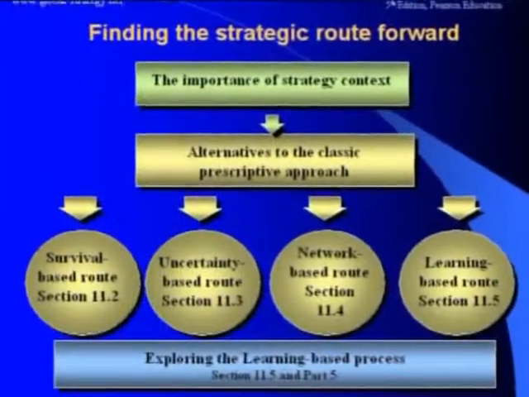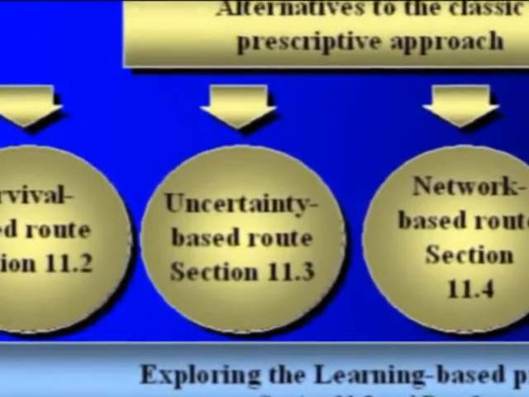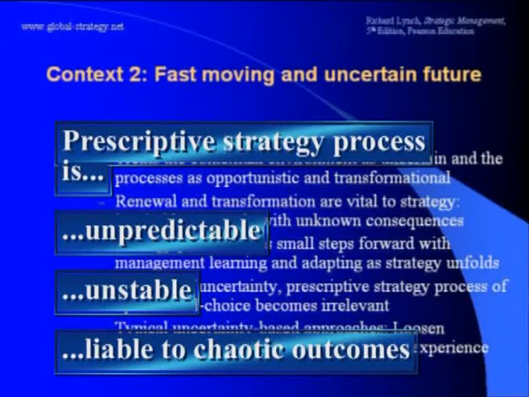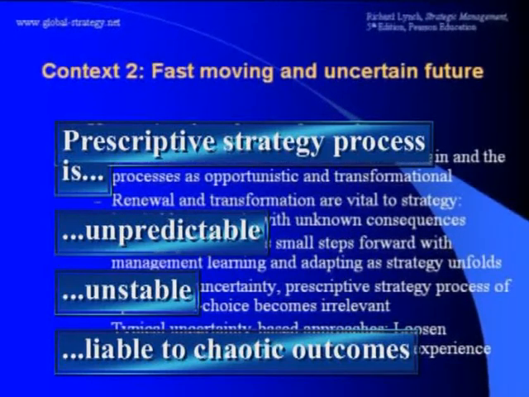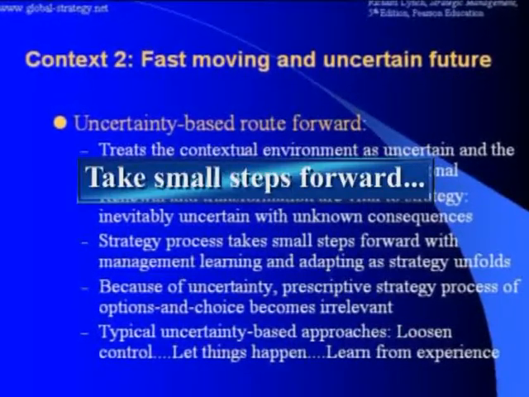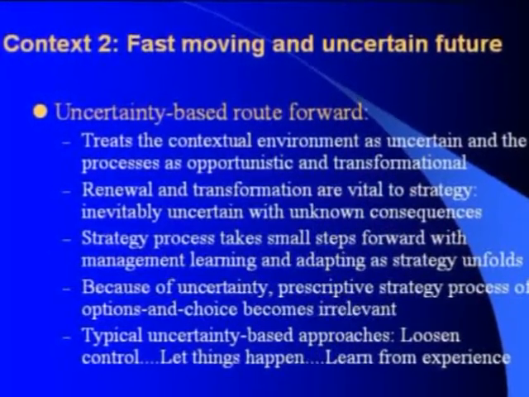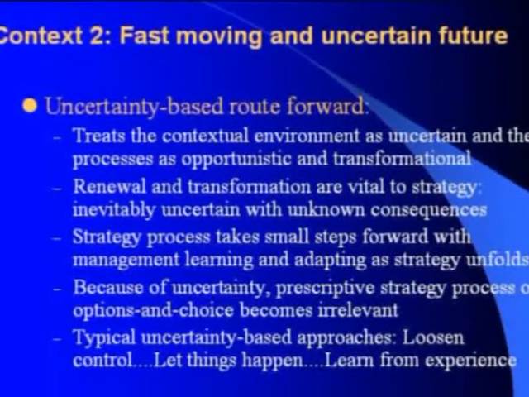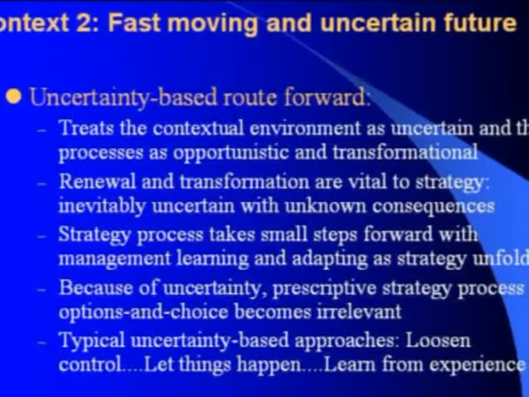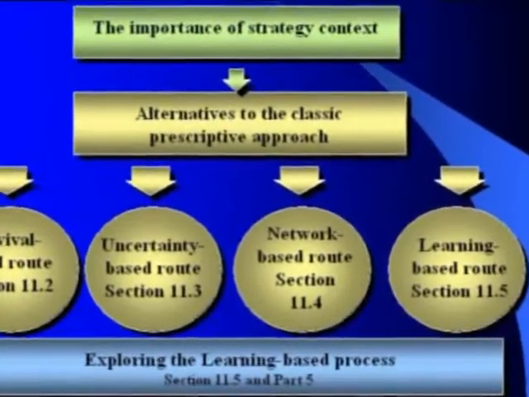The next route forward is called the uncertainty-based route. This regards a prescriptive defined strategy as being impossible to develop because the strategic process is unpredictable, unstable, and liable to chaotic outcome. Uncertainty-based approaches therefore involve taking small steps forward. Management needs to learn from such actions and adapt accordingly. Because of the uncertainty about the future, strategy options and selection between them using the prescriptive approach are therefore irrelevant, according to this theory.